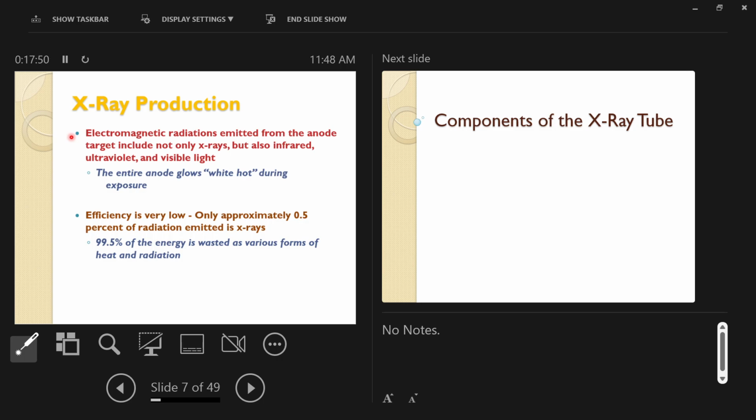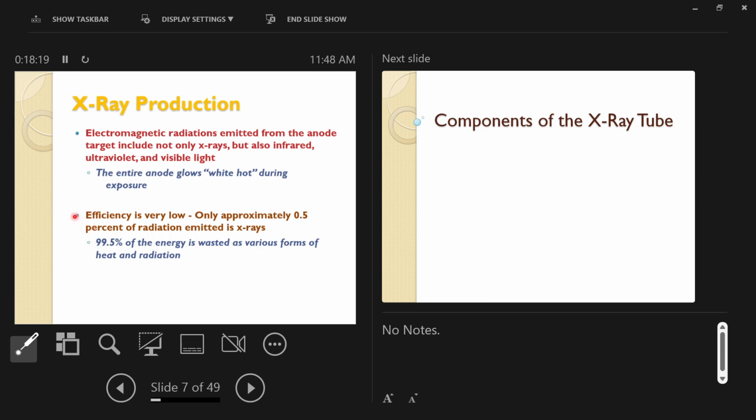Electromagnetic waves coming from the anode, this is sort of the same thing I just said, include not only X-rays, also infrared, heat, ultraviolet, the stuff that gives you sunburns, and visible light. Again, the anode disk glows, lights up during the exposure. There's a good reason for that we may not have a chance to get to today. That's X-ray production, which is chapter 10. I don't know that I'm going to make it there.